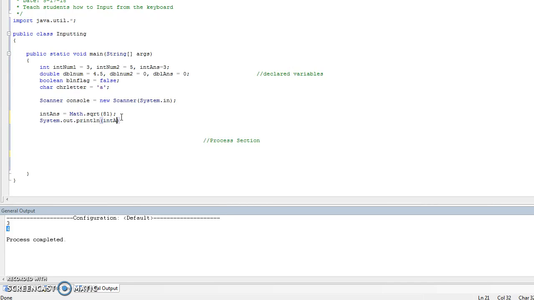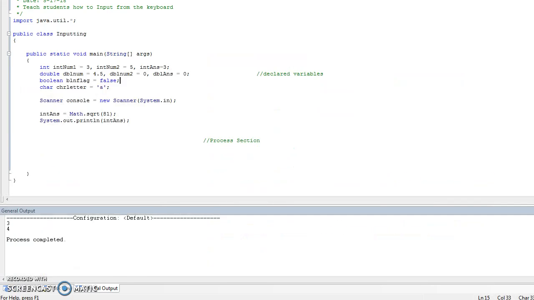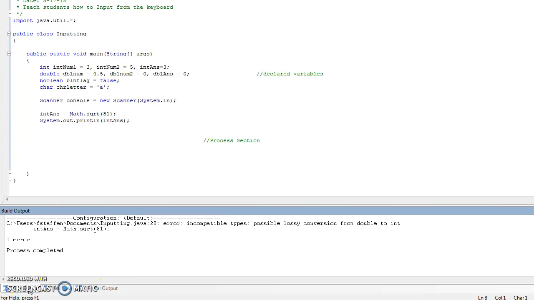int ants. Okay, so let's go ahead and run this real fast. Hopefully I didn't make any errors. I did make an error. Oops, hit the wrong button. Oh, okay, I put it inside of an integer. Let's go dbl, because it returns a double. My mistake.